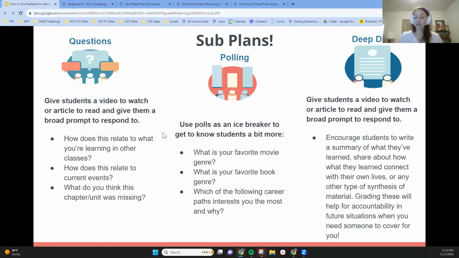Last piece is using deep dives the same way that you would use questions, but in this, students are really just focusing on their own work. They're not having a peer-to-peer interaction. One thing that I love about doing it this way is also that you can hold students a little bit more accountable. So if this were to happen again, they know that you're going to look at their assignment and they're going to get a grade for it.